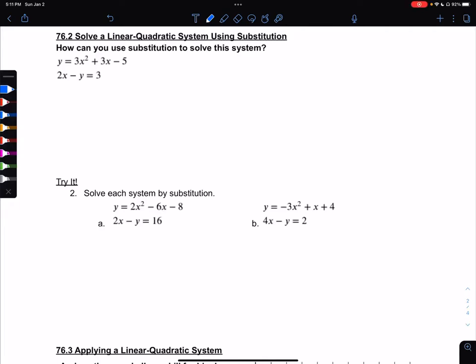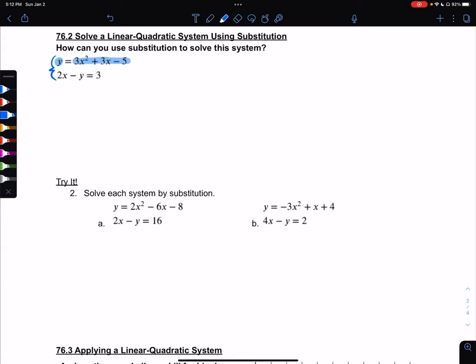Here we're going to look at topic 76, example 2, solve a linear quadratic system using substitution. How can you use substitution to solve this system? So we're given a system of equations, linear quadratic, and what we're going to do is use substitution to solve this. So we know that y is equal to 3x squared plus 3x minus 5.